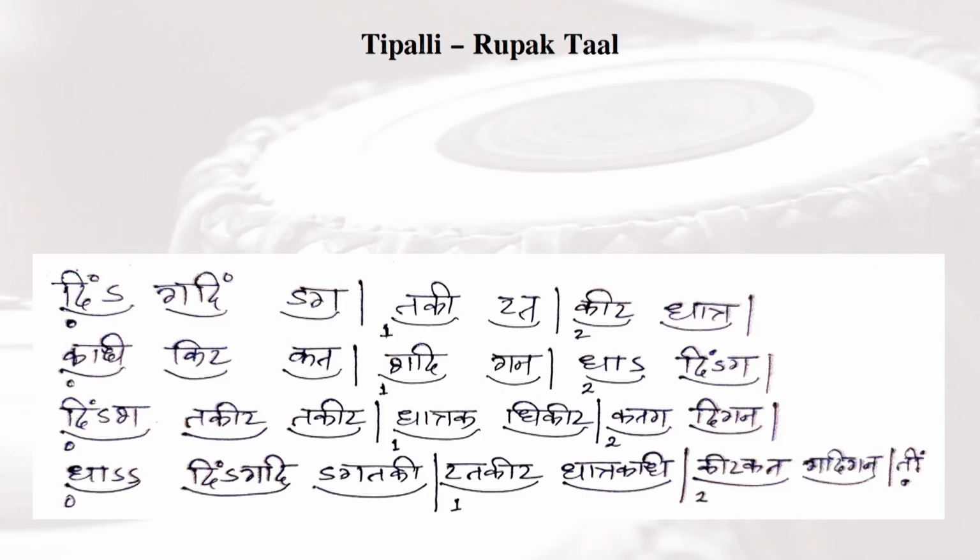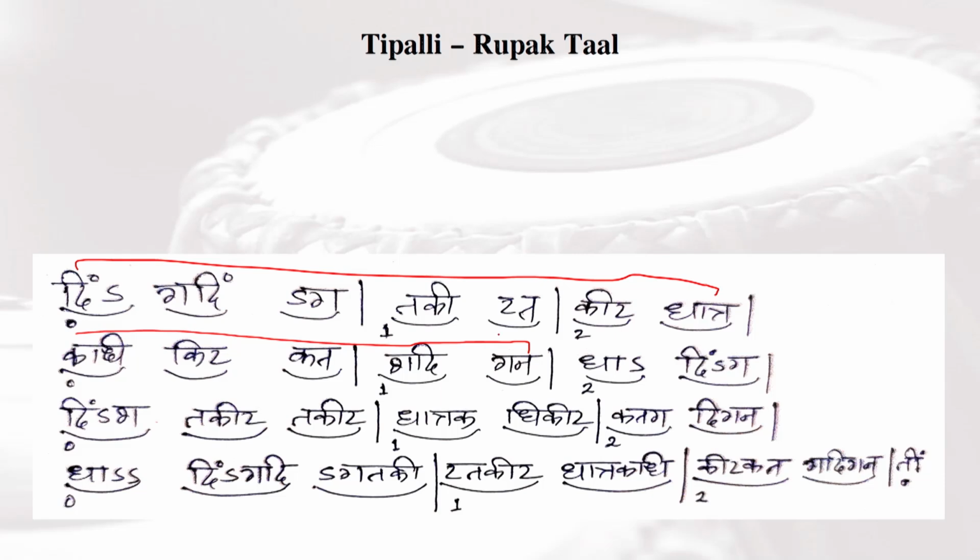So, you can see this is the length of the first palla. These are 1, 2, 3, 4, 5, 6, 7, 8, 9, 10 and 11 matras. So, the first palla length is 11 matra. Then we have a pause here, a pause of 1 matra.